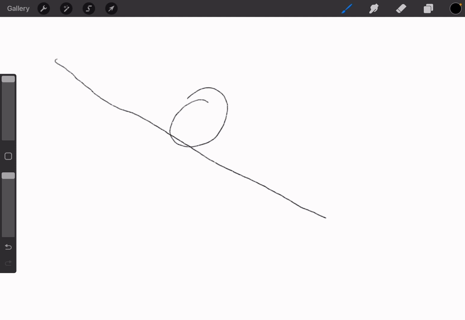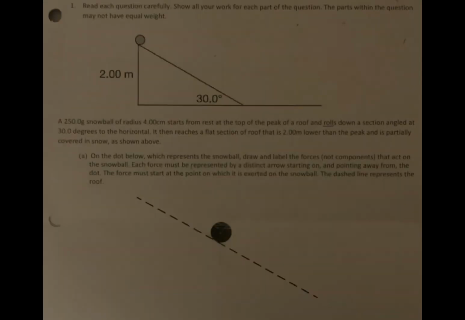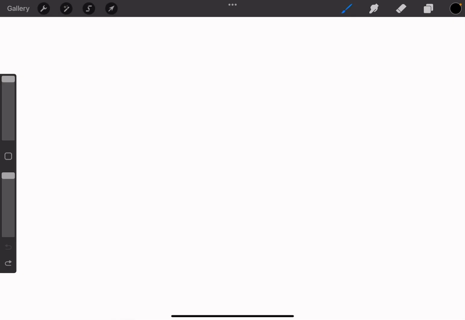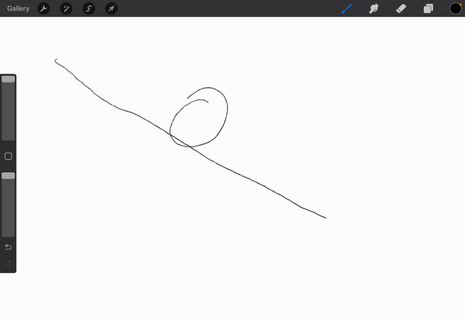So I'm going to put the questions up on the screen instead of writing them out because they're pretty long. For the first question, I'll have to draw it first. So first question, we've got this hill going down and we have a snowball on it, okay? I need to label the forces, not components, acting on the snowball.